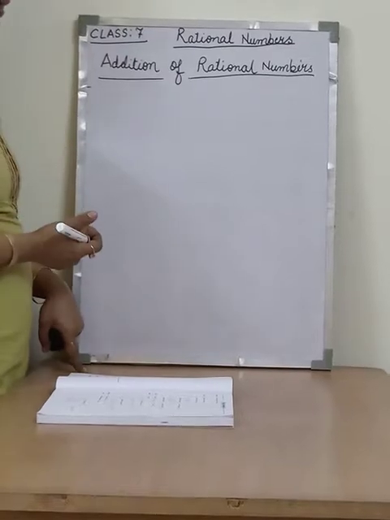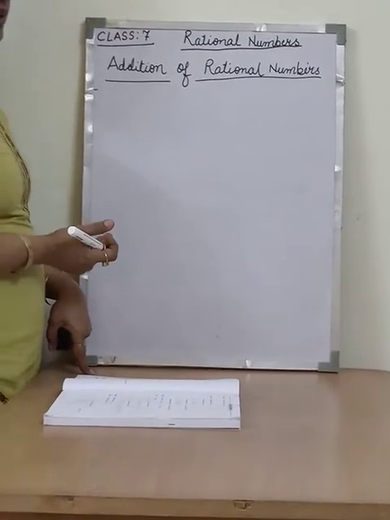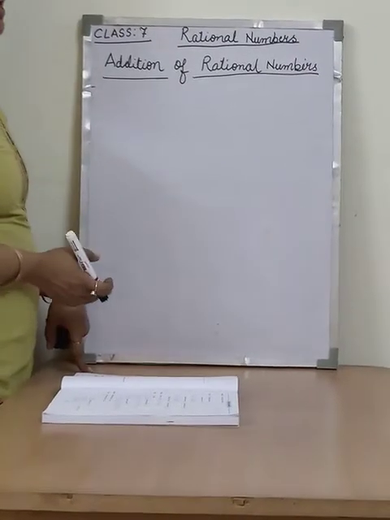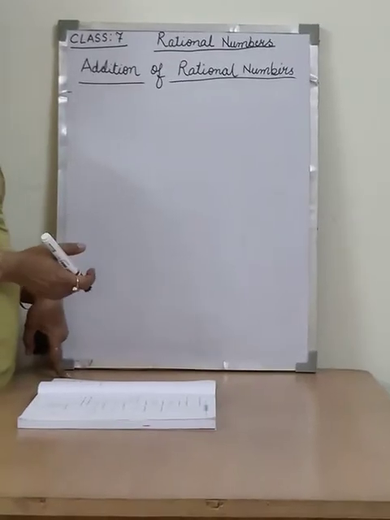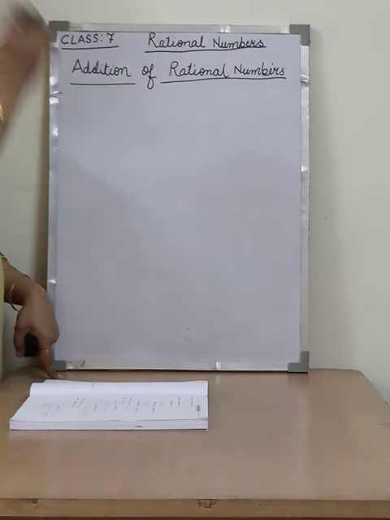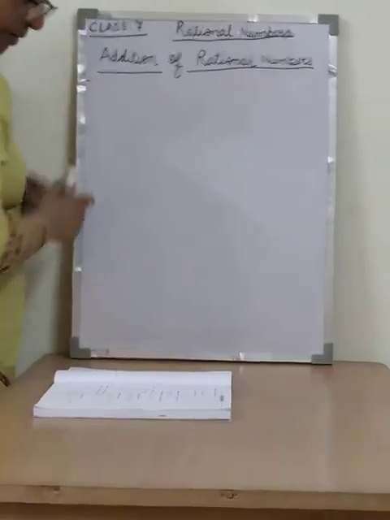When we are adding fractions, firstly we look at the denominator. If they are unequal, we convert them into an equal denominator and then we add them. If they already have the same denominator, then we simply add the numerators. Let's have a look at exercise 2C, question number 1.